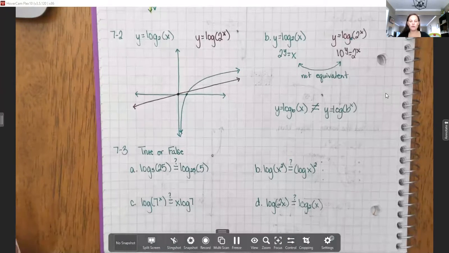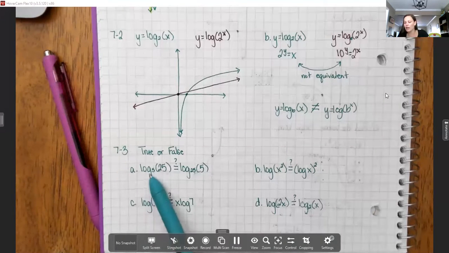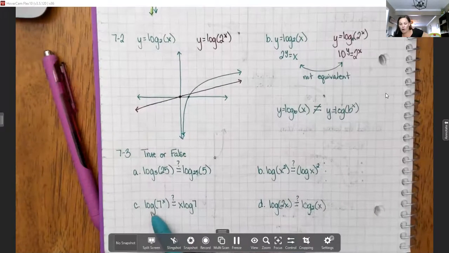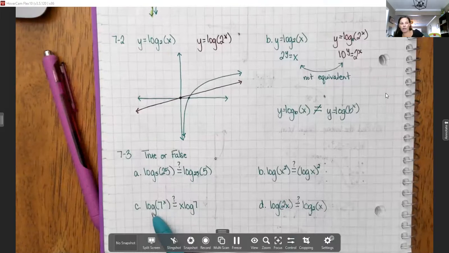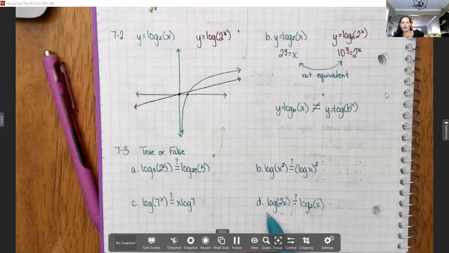So we'll just kind of split these up. If your birthday is January through March, you're going to do A. If your birthday is April through June, you're going to do B. If you were born in July through September, you're doing C. If you were born October through December, you're going to do D.